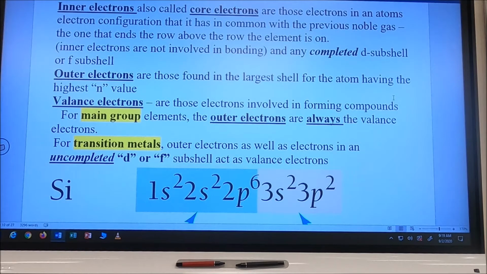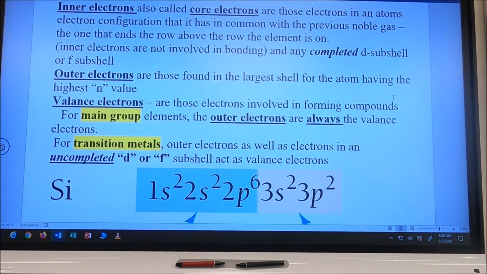Any completed D subshell or F subshell also becomes part of the inner or core electrons. D electrons are not core if the D subshell is not full. Only when the D subshell or the F subshell is full does it become part of the core. Outer electrons are those found in the largest shell for the atom, having the highest N value.